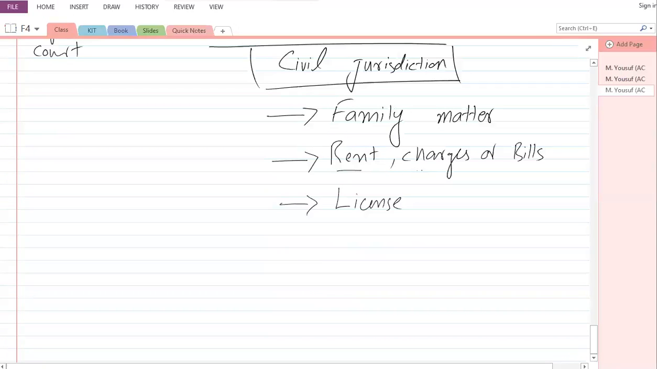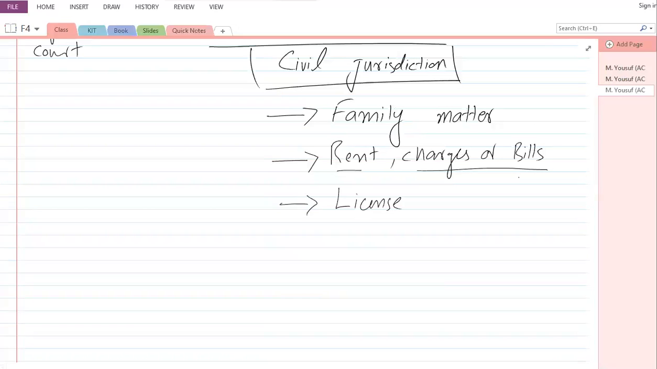There are some charges and bills related to electricity bills, telephone bills, mobile bills, internet bills. So if you have a dispute with your internet provider that he has charged you more than you were expecting or you actually utilized, you can come to magistrate court and file a case to settle this dispute. So this is a civil case between two individuals or two organizations, so it will be heard in magistrate court.